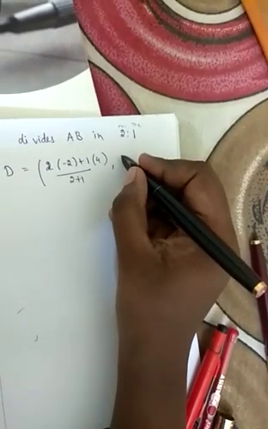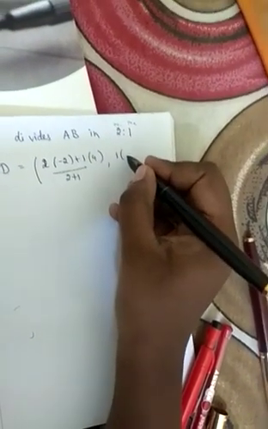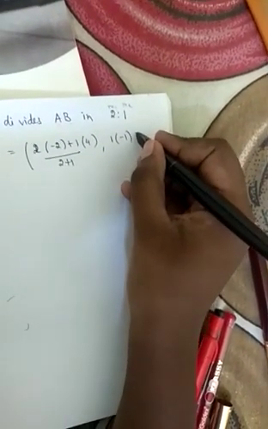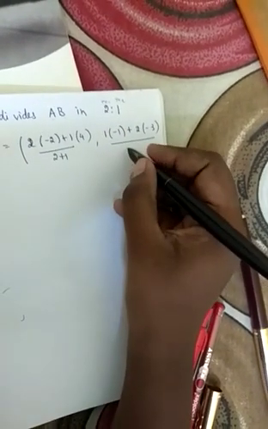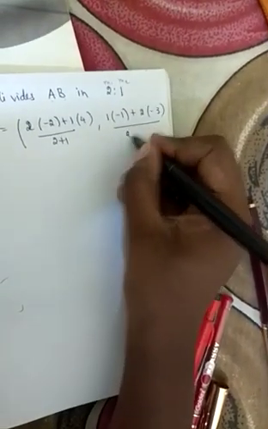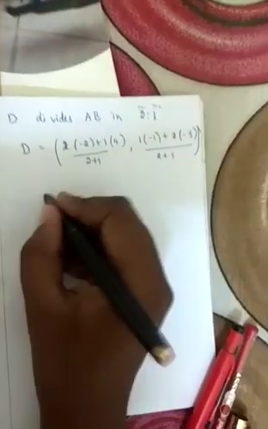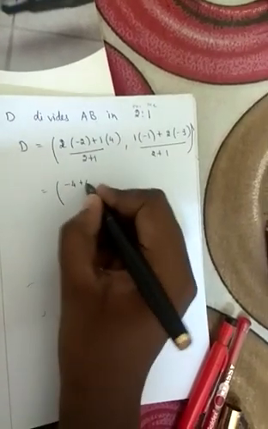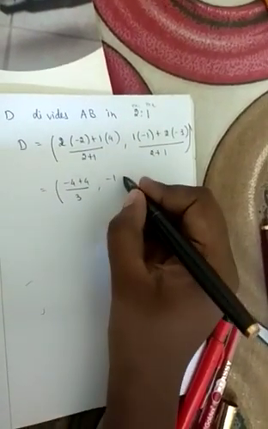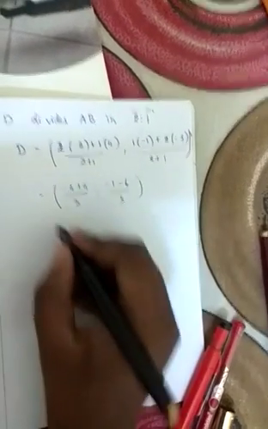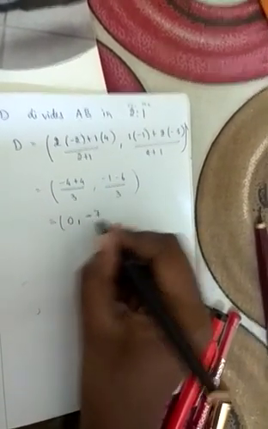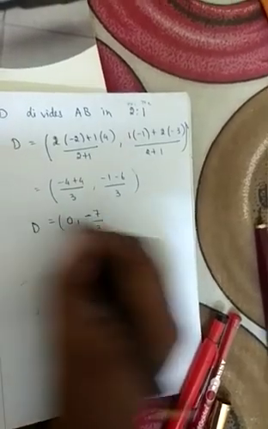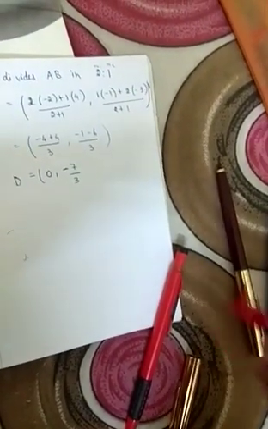Next, for y: m2 is 1 into y1, -1, plus 2 into -3, divided by 2 plus 1. So now this is -4 plus 4 divided by 3, and -1 -6 divided by 3. So this is 0, and this is -7 by 3. So D is (0, -7/3). This is the answer for D.